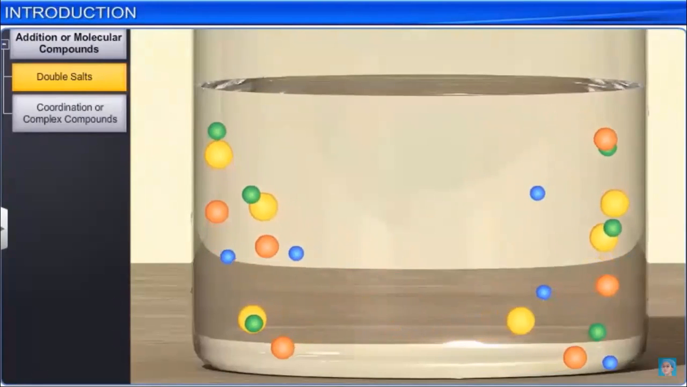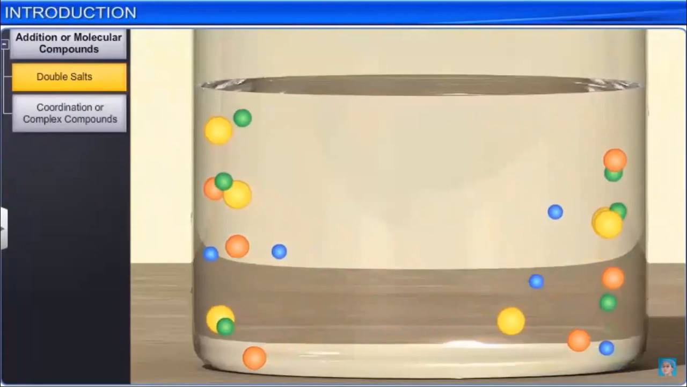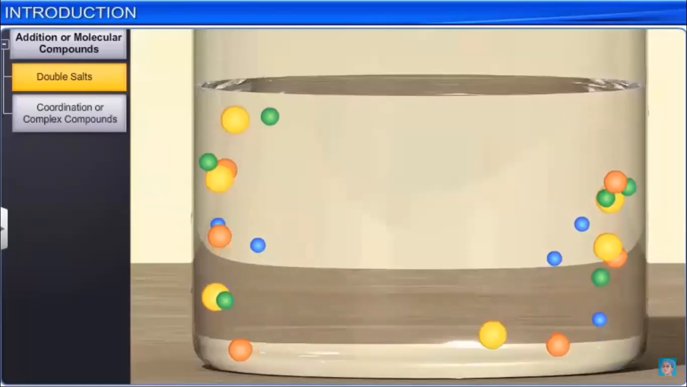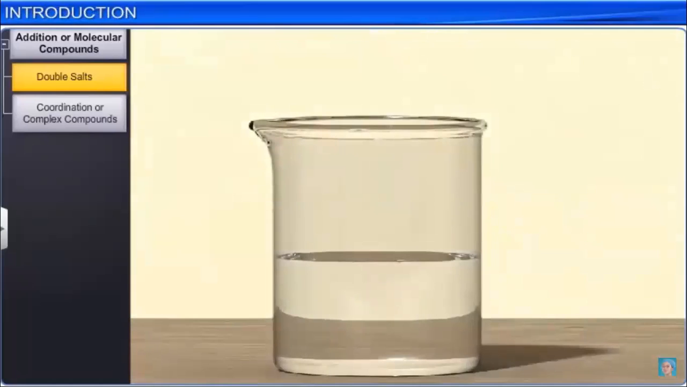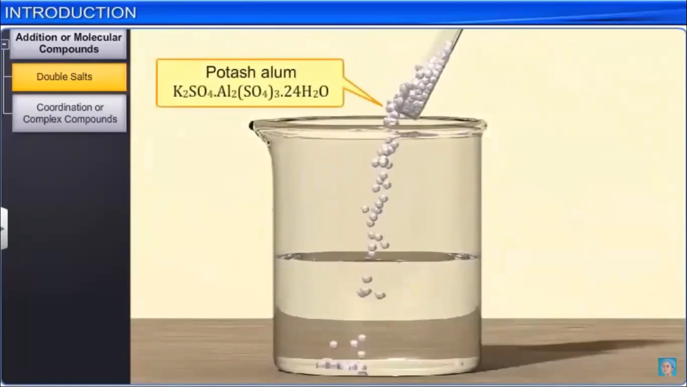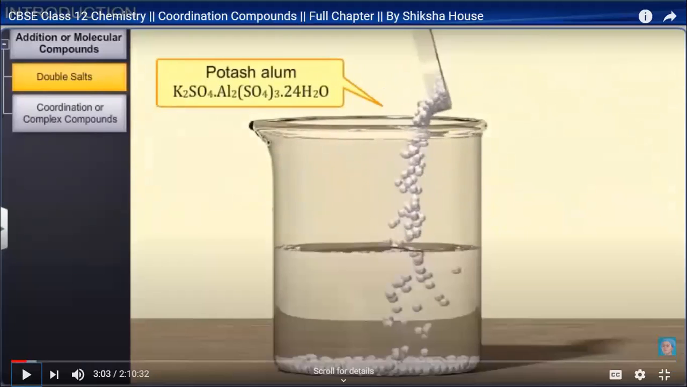For example, an aqueous solution of potash alum will give the tests for K plus, Al plus. What we are doing here is nothing, simply we are taking water and in that water we are taking potash alum.